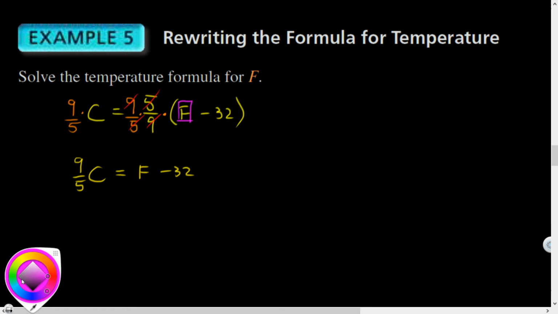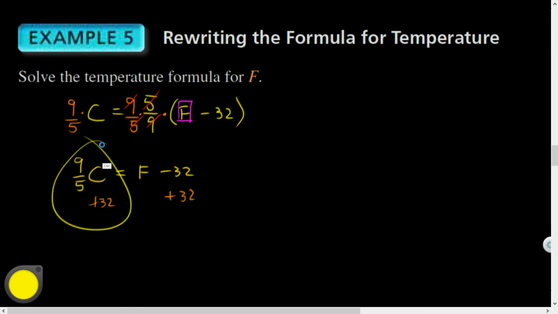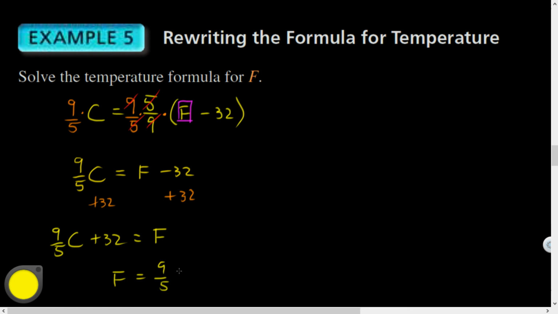So to solve for F, how could I move 32? Plus it, right, because it was being subtracted. Add 32 to both sides. Now, are these like terms? No. So I'm not going to be able to combine them. I'll just write that as 9/5 C plus 32 is equal to F. Or flip it around, F equals 9/5 C plus 32.